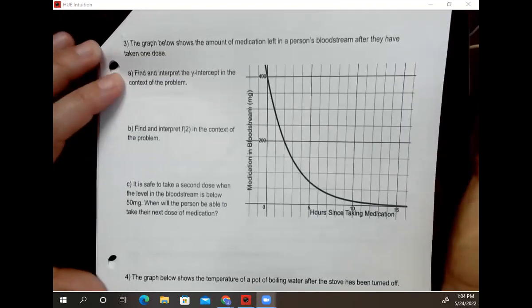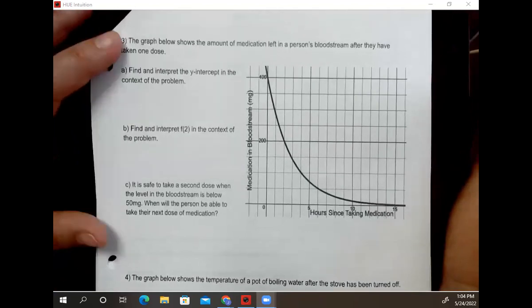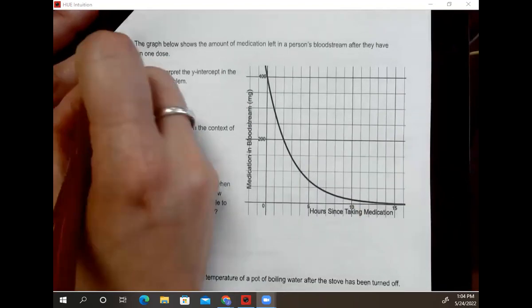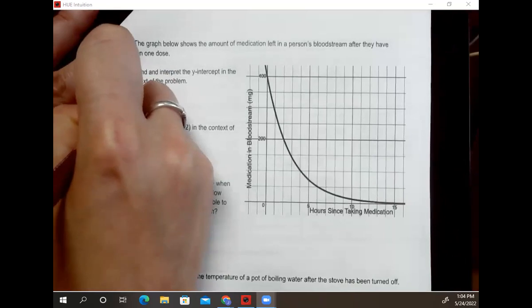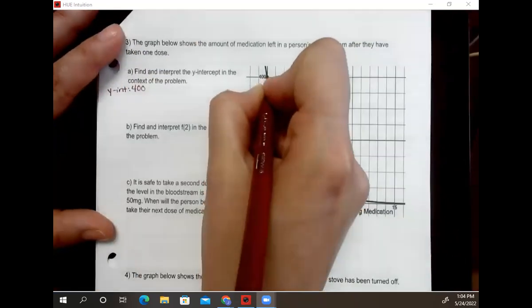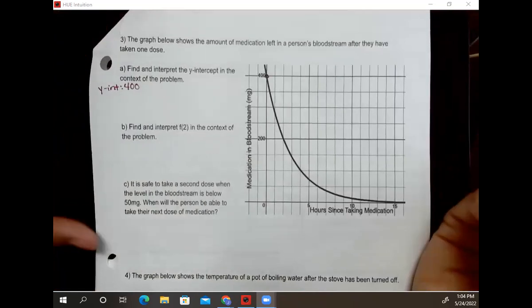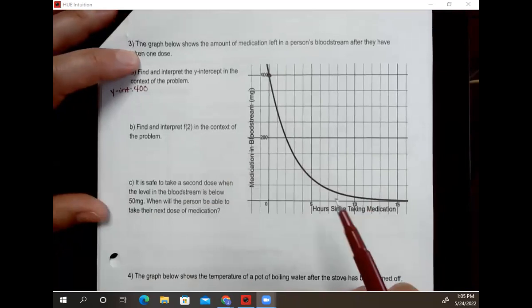Okay, let's take a look at these. Number 3, find and interpret the y-intercept. What's our y-intercept here? 400. And then the context of this problem is that we're looking at medication in a bloodstream after you've taken it, sort of like our caffeine problem. So if I am interpreting this point, what would that mean?